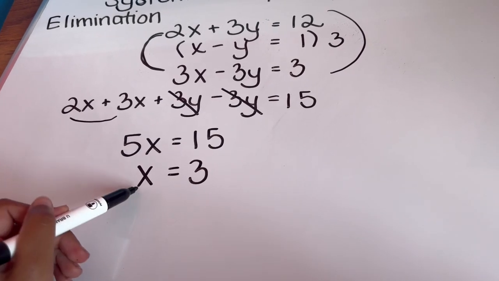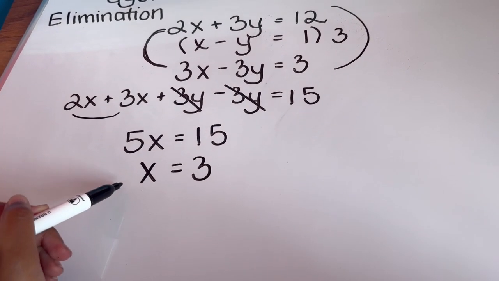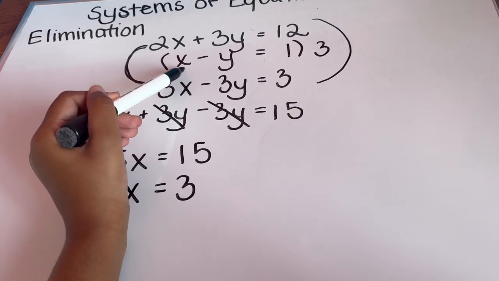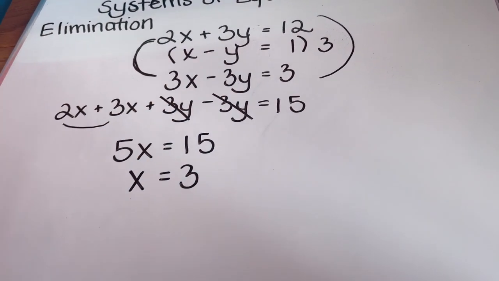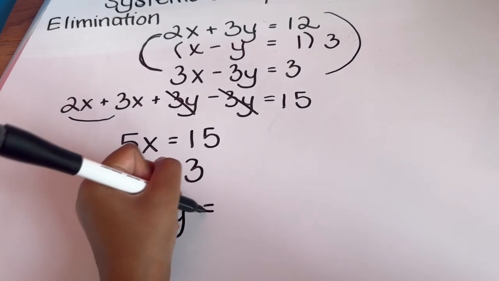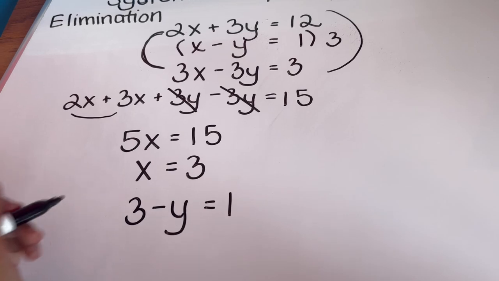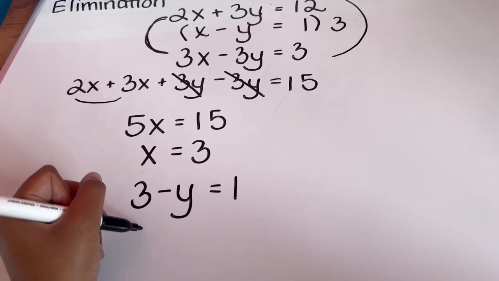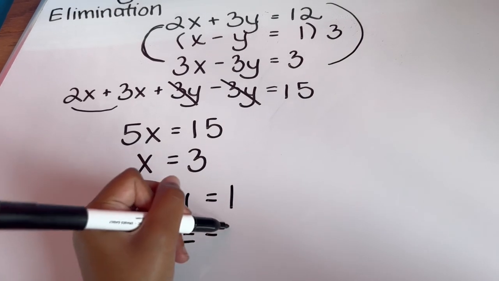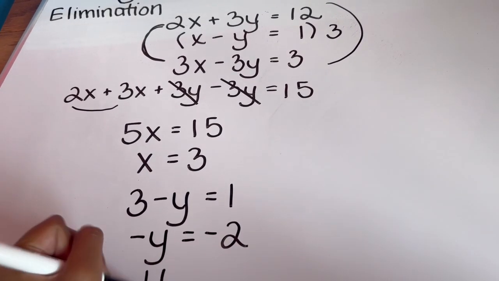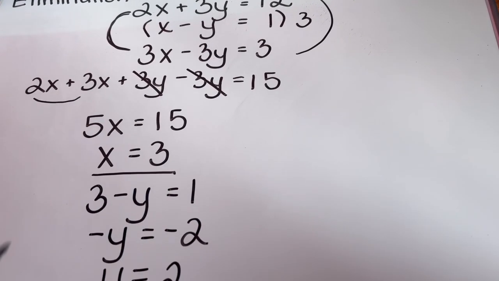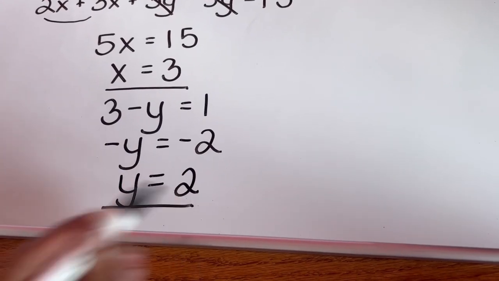And so now we do what we did for the substitution method, and we plug in x equals 3 for either equation. I'm going to do x minus y just because it's easier. And so we have 3 minus y equals 1. And so we can solve for y and get minus y equals minus 2. So y has to equal 2. So x equals 3 and y equals 2.